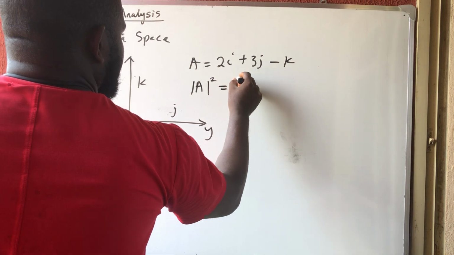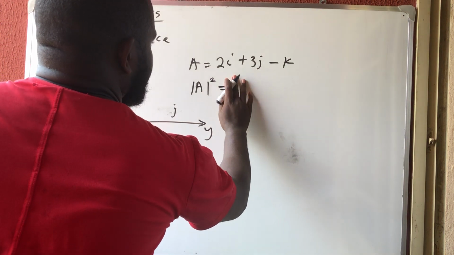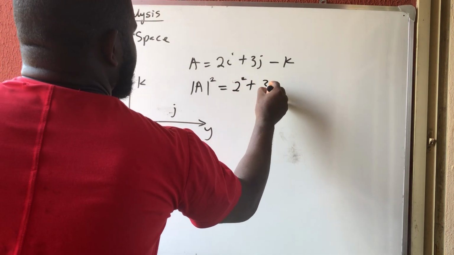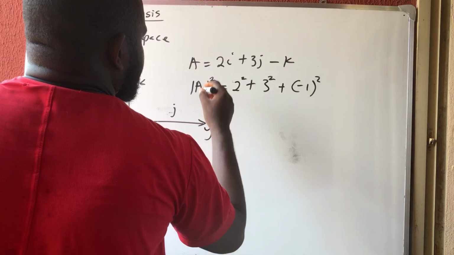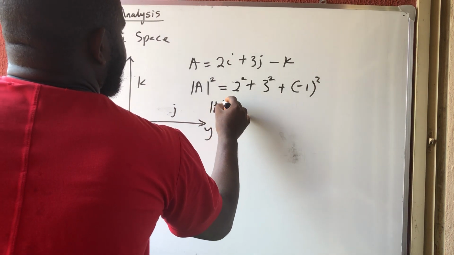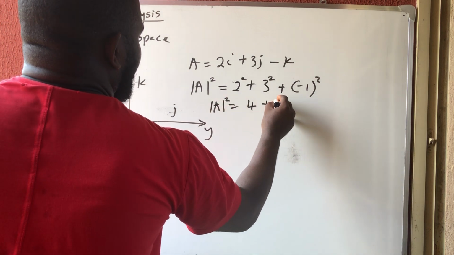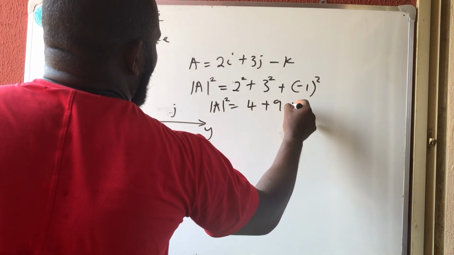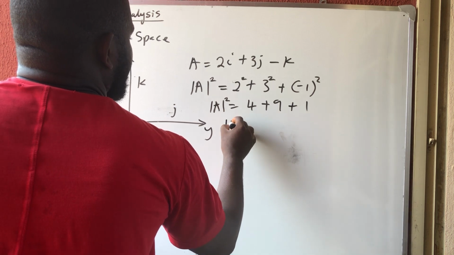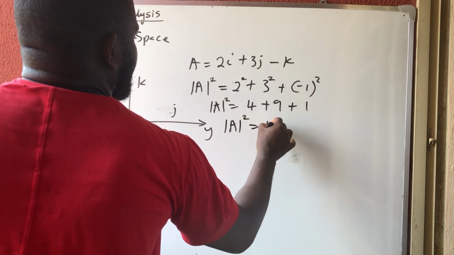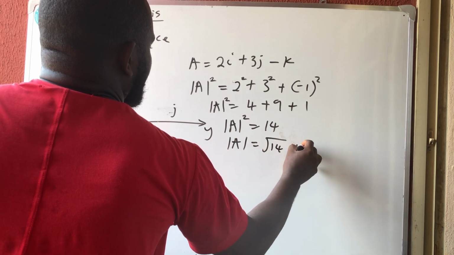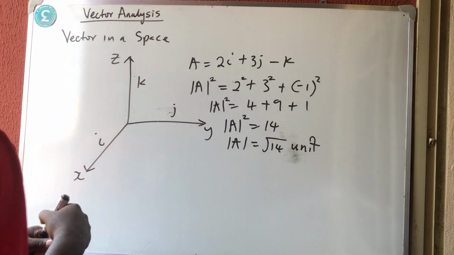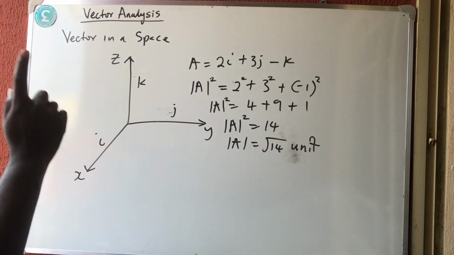This is equal to what? The square root. Let me just do it like this: 2 squared plus 3 squared plus minus 1 squared. We are just taking their coefficients. So A squared is equal to 4 plus 9 plus 1, right? So I'm having the square root of 14, so A becomes the square root of 14 units. So this is the size or the magnitude of this vector.